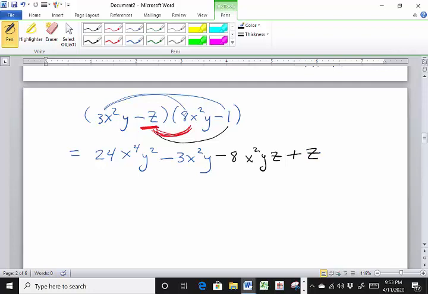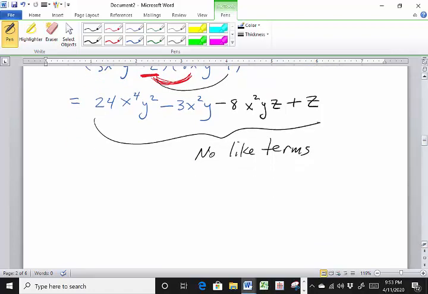Okay? Now, if we look at this, are there any like terms that we can combine? Remember, like terms are same variable, same exponent. And no, there isn't. So in this case, there's no like terms, so we're done. We don't add them together. All right?